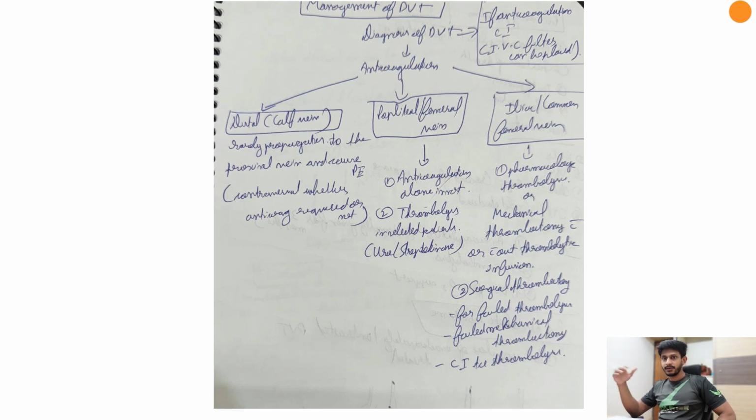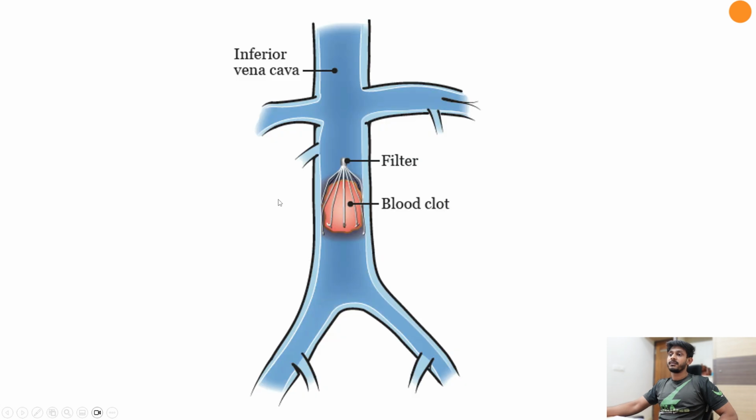So even if the deep vein thrombosis tends to migrate proximally, it will get blocked at the level of the IVC and prevented from going further. So this is what it looks like. It's like a basket, and it prevents the blood clot from traveling from the distal lower limb proximally to the heart and lungs and causing a pulmonary embolism.